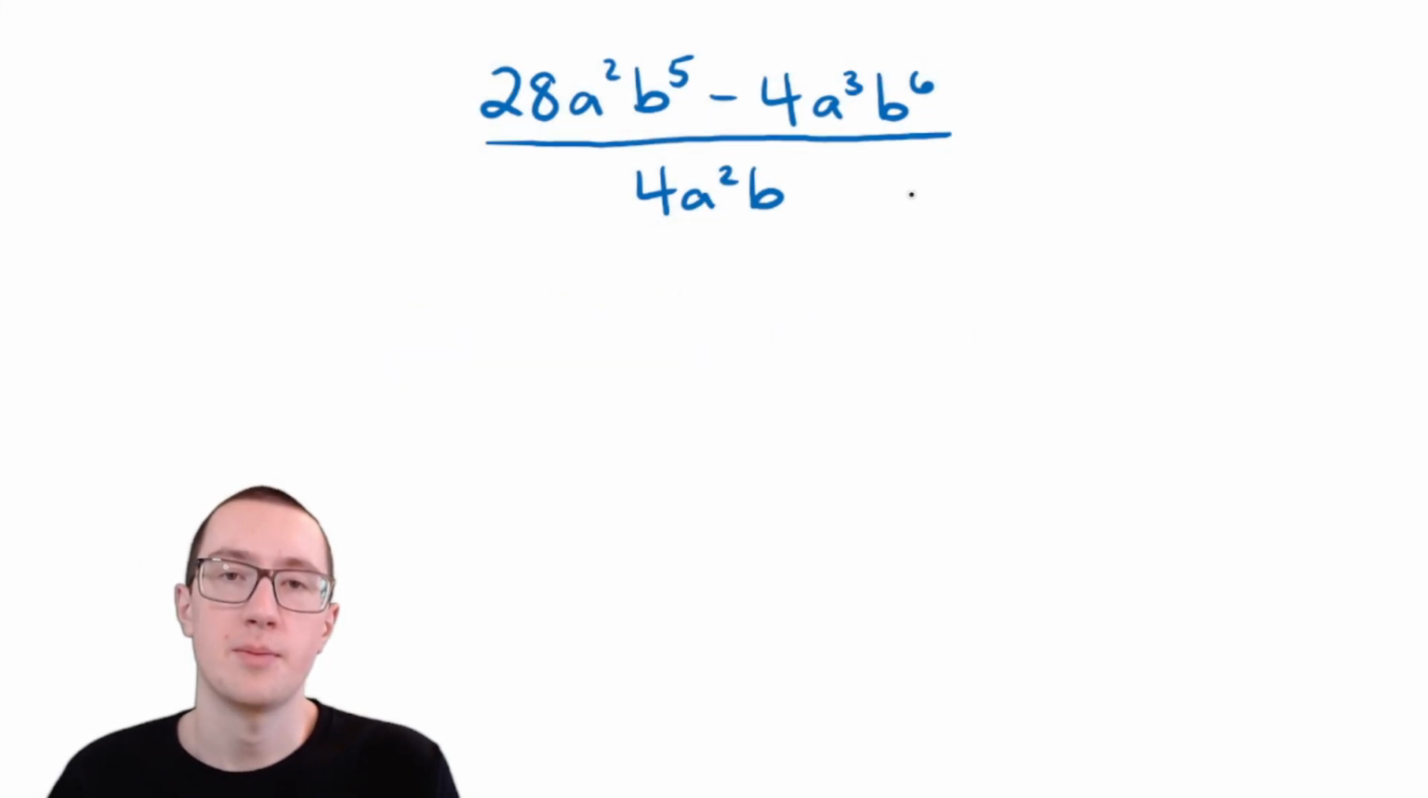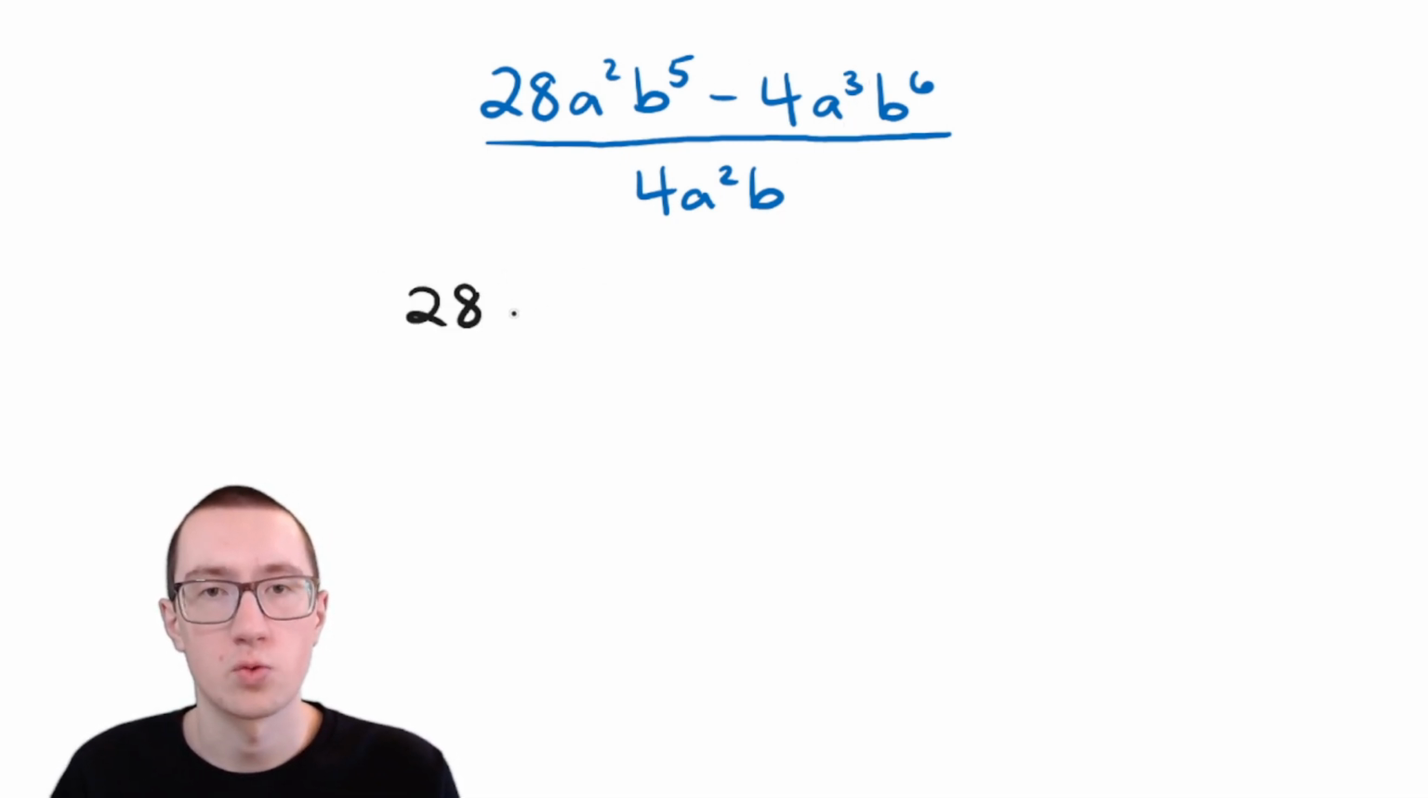All right, so it's going to be the same thing. We have 2 terms here at the top and just 1 at the bottom. So we can split this up into 2 different fractions and deal with them separately. So let's go ahead and do that. So we're going to have 28a squared b to the fifth, and it's going to be over 4a squared b.